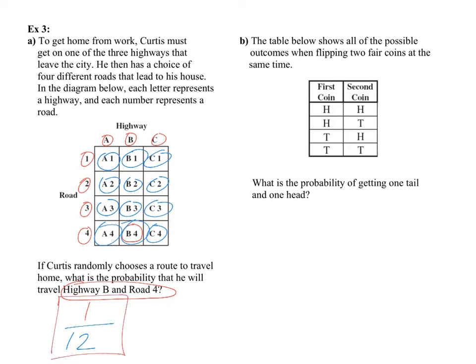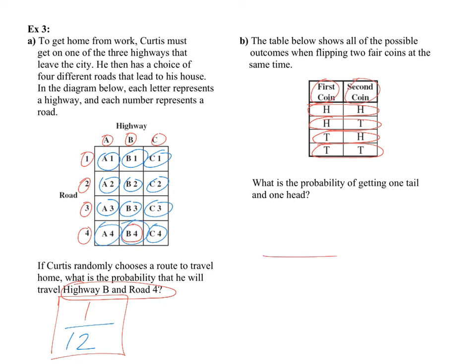The table below shows all the possible outcomes when flipping two fair coins at the same time. If you flip two coins, these are all the possible outcomes. You could get a head and then a head, you could get a head, then a tail, or you could get a tail, then a head, or you could get a tail and then a tail. What is the probability of getting one tail and one head?